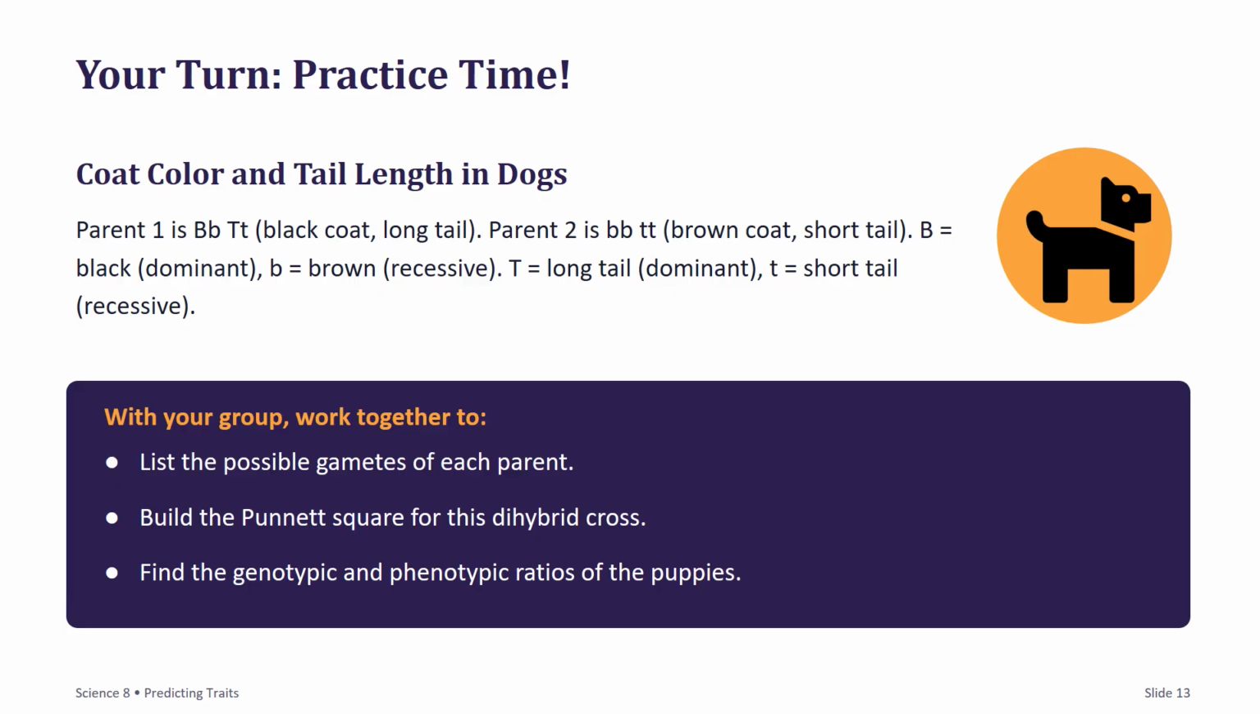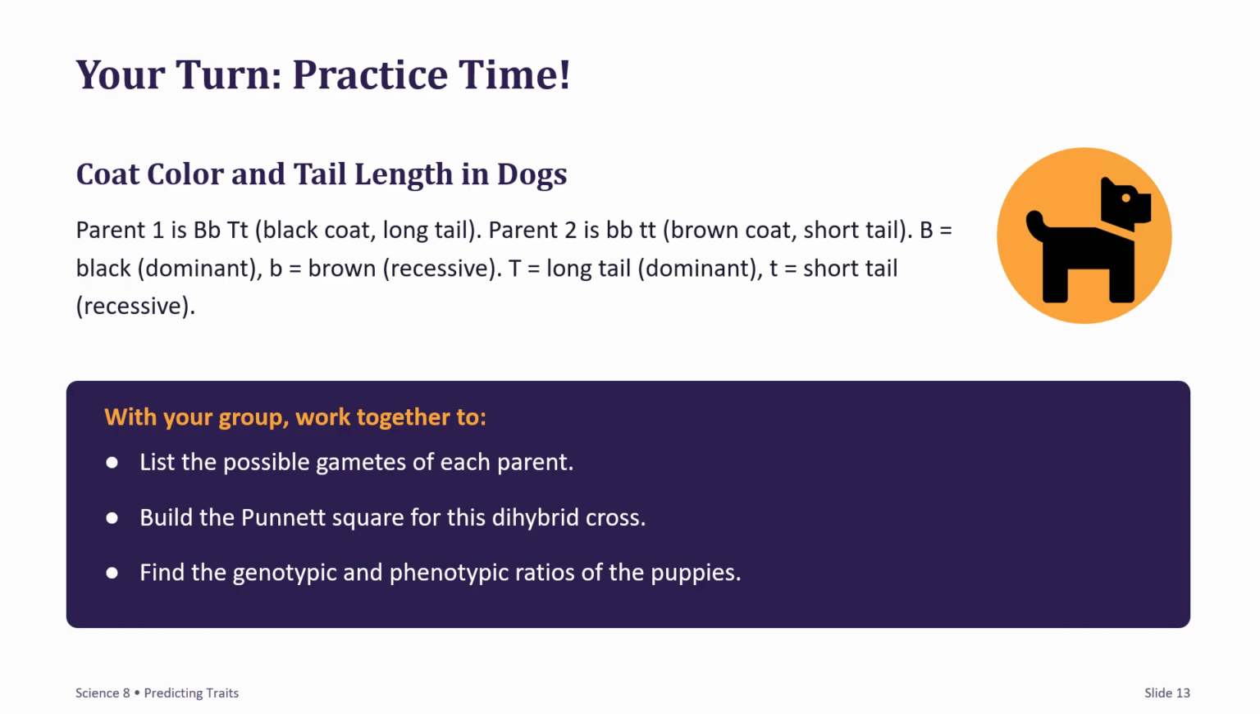With your group, work together to do 3 things. 1. List the possible gametes of each parent. 2. Build the Punnett square for this dihybrid cross. And 3. Find the genotypic and phenotypic ratios of the puppies. Take your time, work as a team, and be ready to explain your reasoning, not just your final answer.